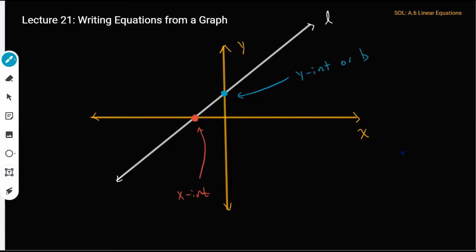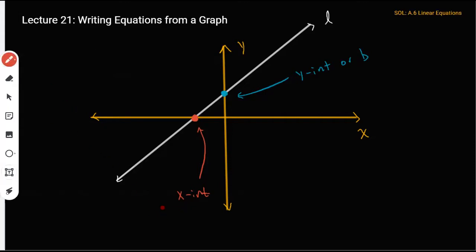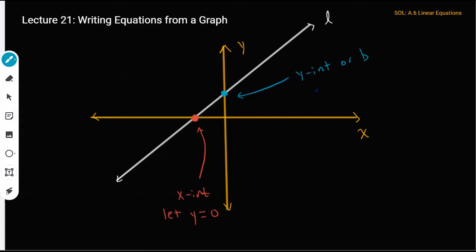And just as a reminder, if you want to figure out what the x-intercept is, you always have to let y be 0. So we're going to let y be 0 to find the x-intercept. So we're choosing the opposite variable. And then for the y-intercept, we're going to let x be 0 to figure out what that is.